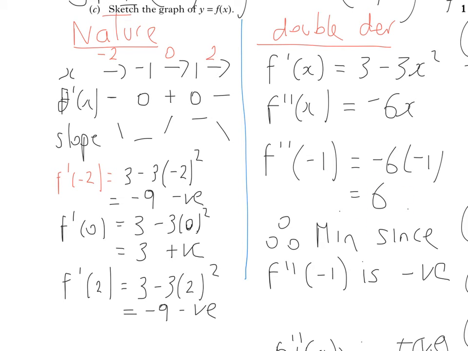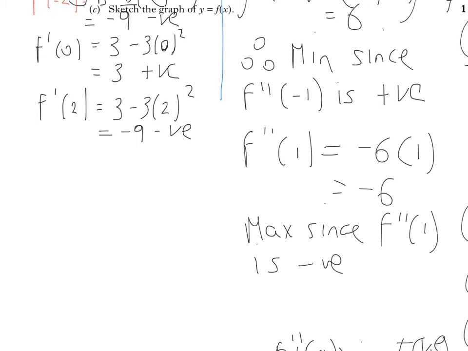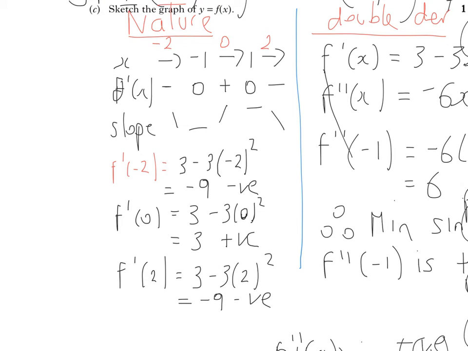That's therefore a minimum, since f double dash of minus 1 is positive. I'll then look at the stationary point at 1, sub that into the double derivative, minus 6 times 1 is minus 6, and that's a max since f double dash of 1 is negative, and that's the condition for the double derivative being a maximum, that it's a negative value. I'll then look at the nature table method.